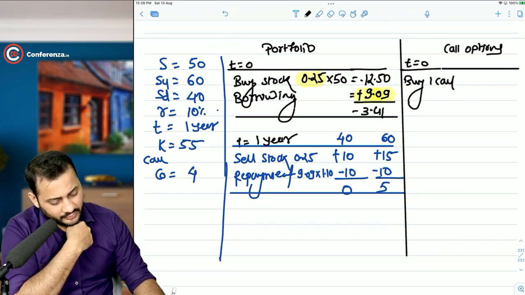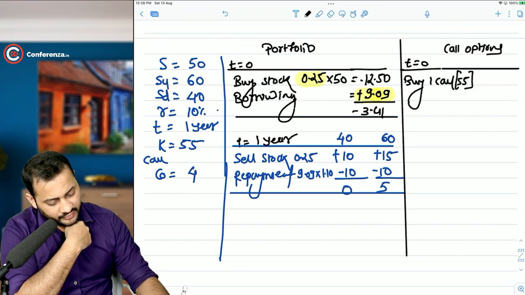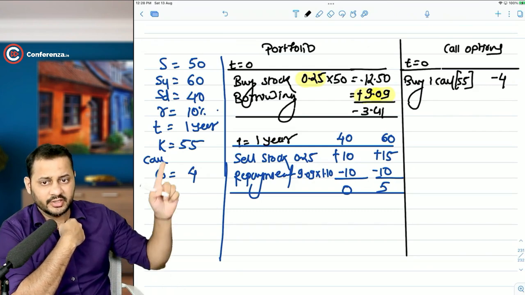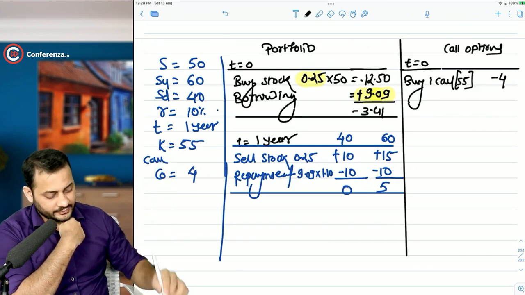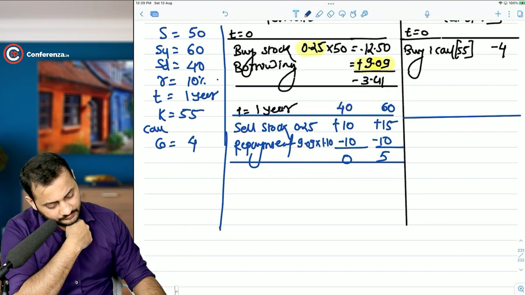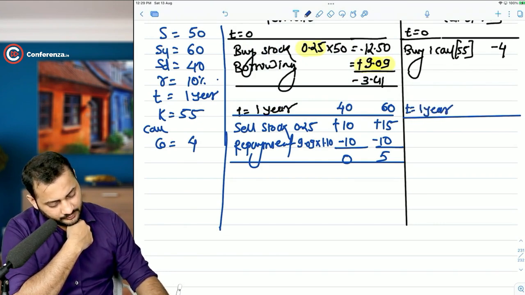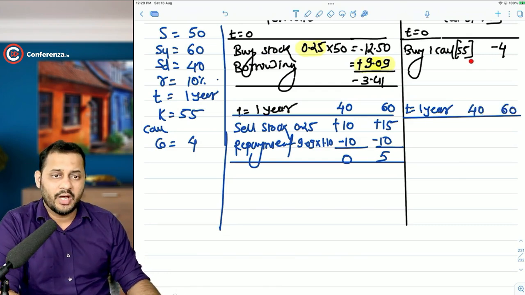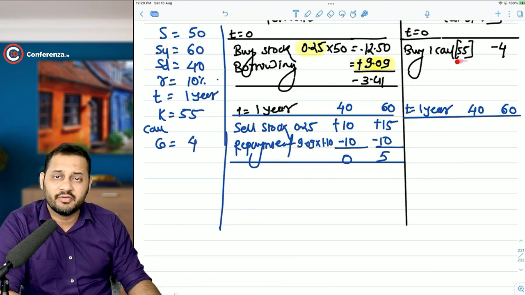When you go to buy one call at a strike price of 55, it will cost you around 4 rupees. Am I right? Okay, sir. And then leave the position. Come back to the market after 1 year. The price will either go to 40 or 60. What will happen? You have the right to buy the stock at 55.